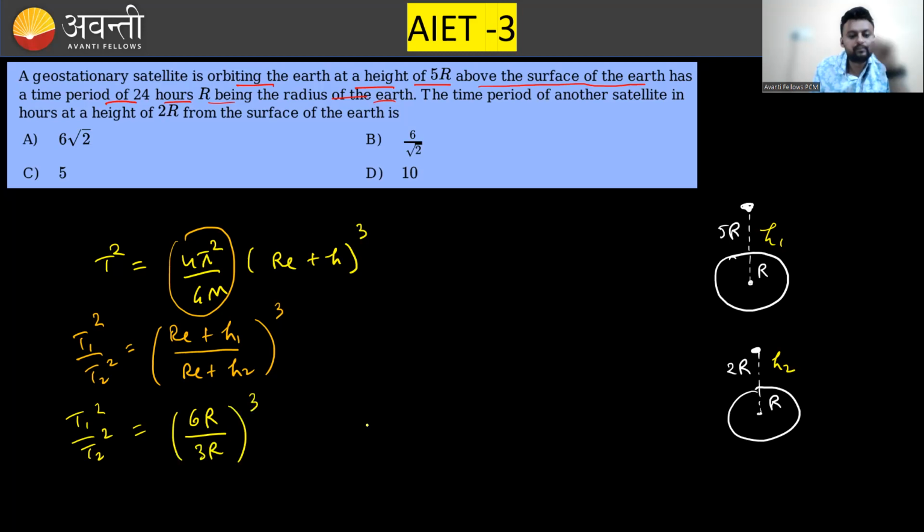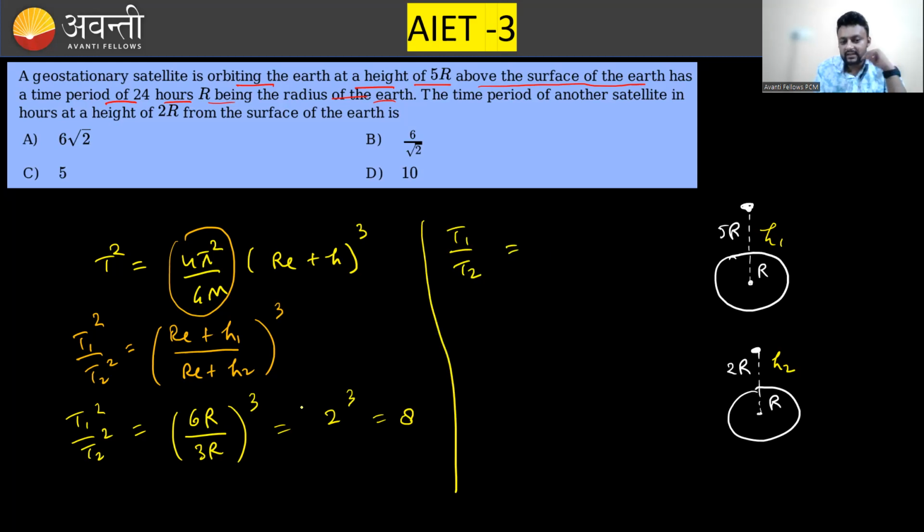That is 6r by 3r, whole cube. r and r can be cancelled, that is 2 cube, that is 8. So T1 by T2 whole square is 8. If you remove the square, it will be 2 root 2. Is it clear? It will be 2 root 2.